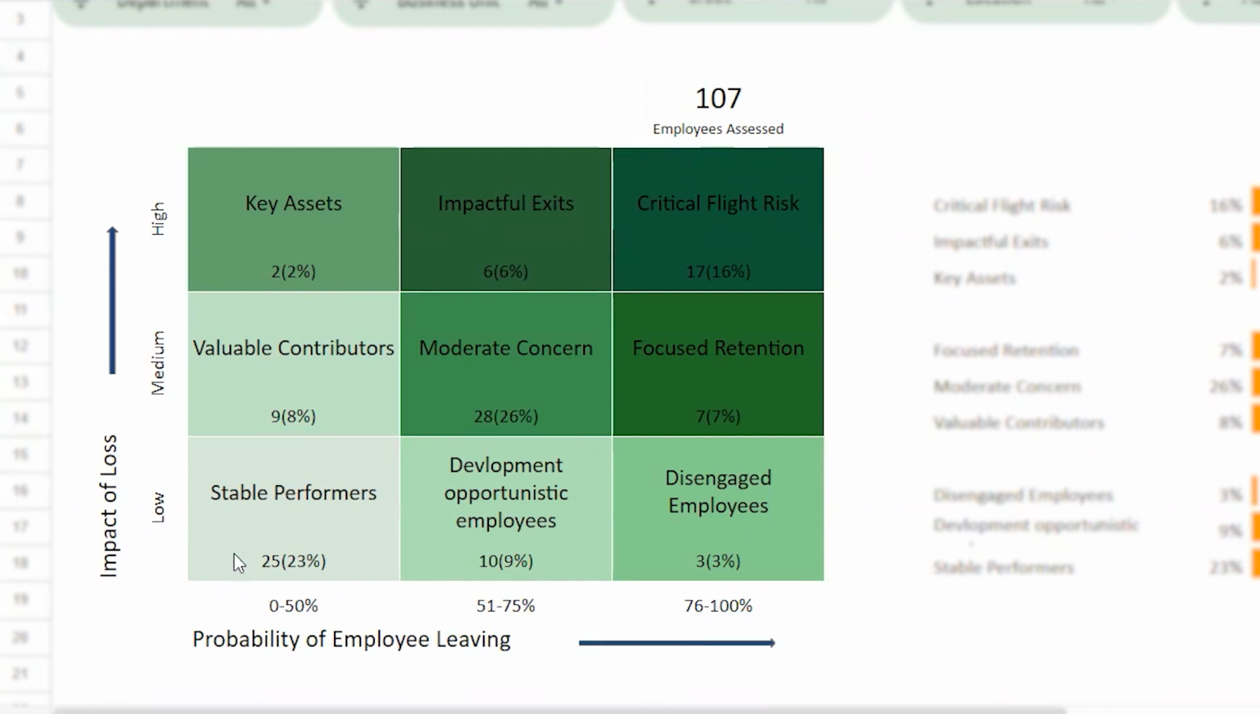View the 9-box visualization for flight risk management at a glance. This helps you get an instant view of the employees who are at immediate flight risk, that is, the critical flight risk employees, and take mitigatory steps, while also developing a plan of action for those who might get under the critical flight risk category, that is, the employees in the impactful exits or those under focused retention grids.